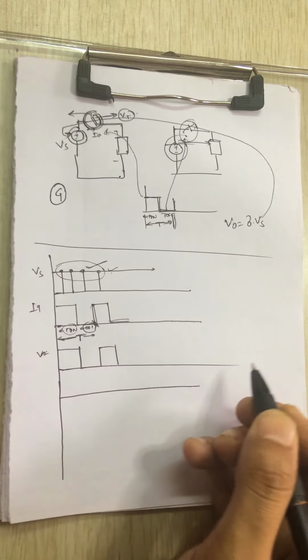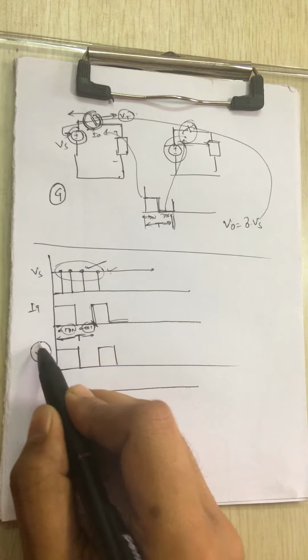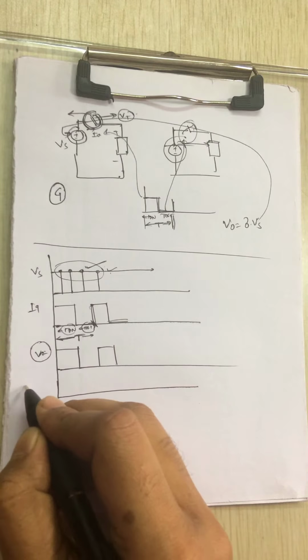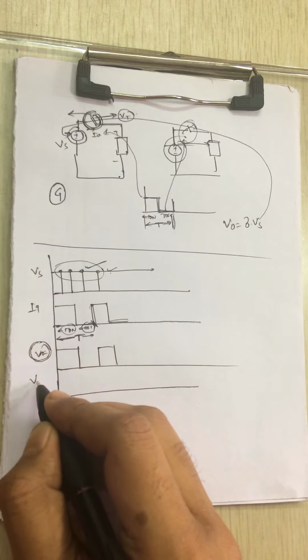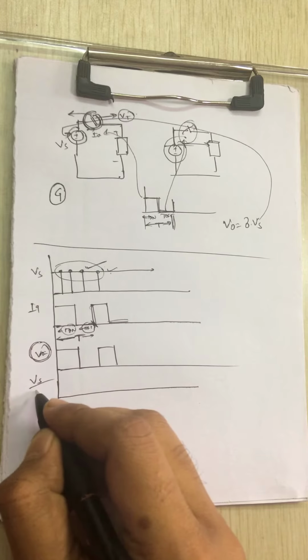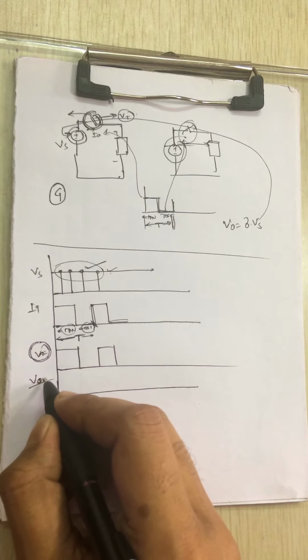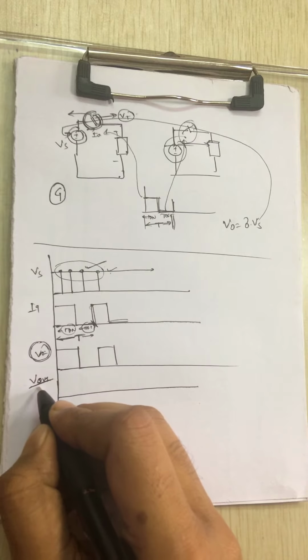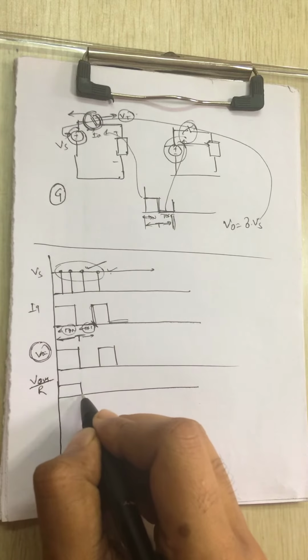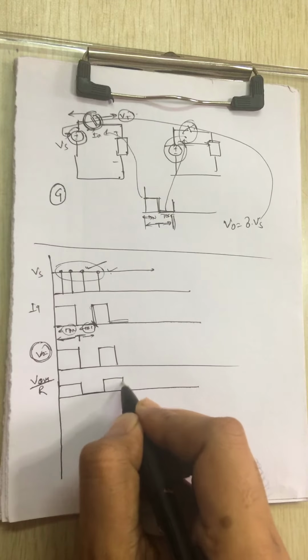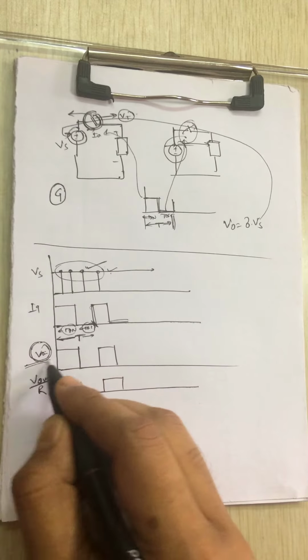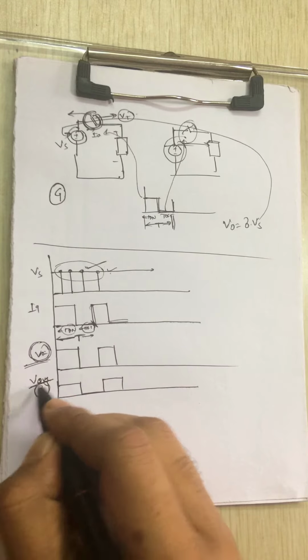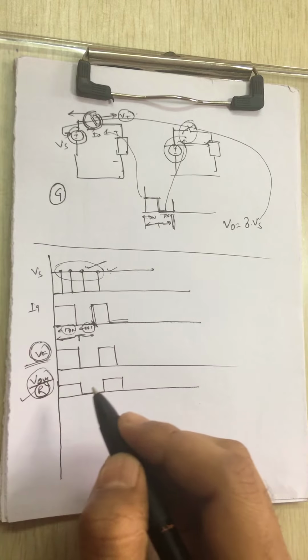Next, what will be the output current? Output current is the output average voltage divided by R. The only difference is a change in magnitude, because you are dividing the value by a constant, so obviously the magnitude will be less.